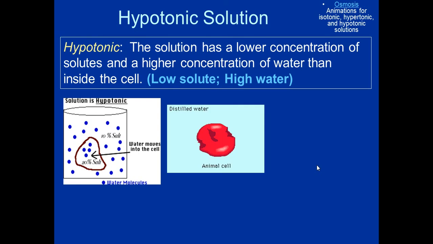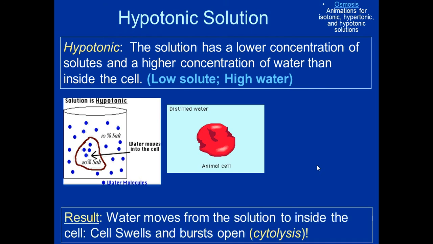If something like a blood cell were to be put into a hypotonic solution, it would cause the cell to burst. Water moves from the solution to inside the cell. The cell swells up and bursts open. This is called cytolysis.